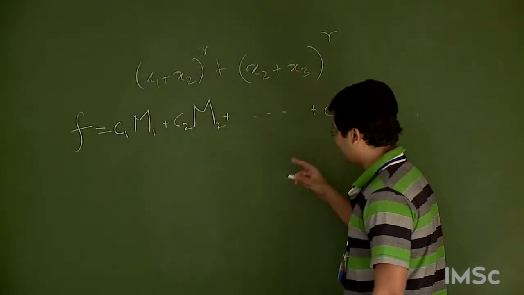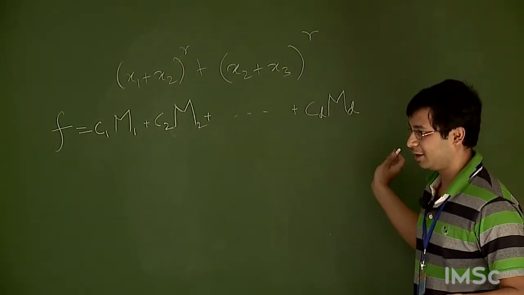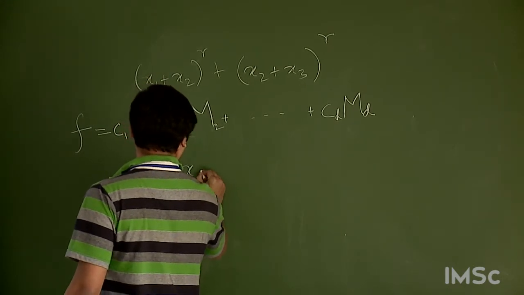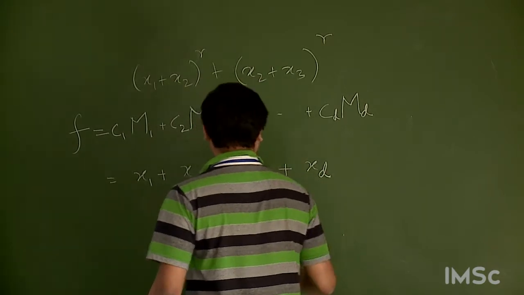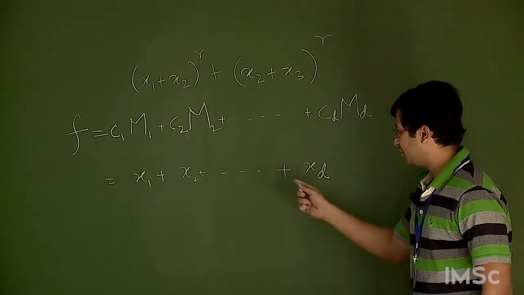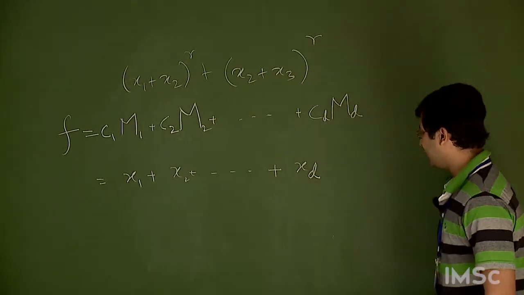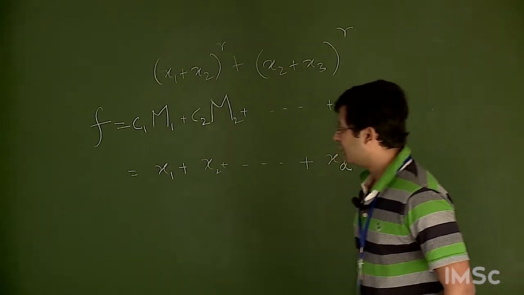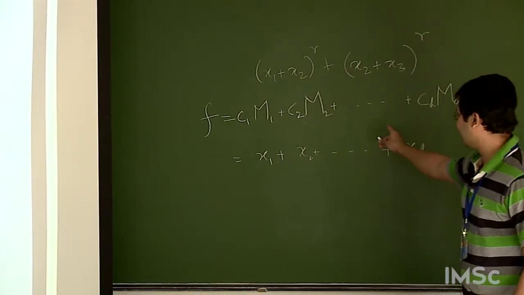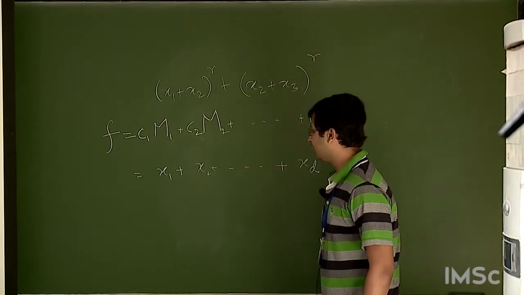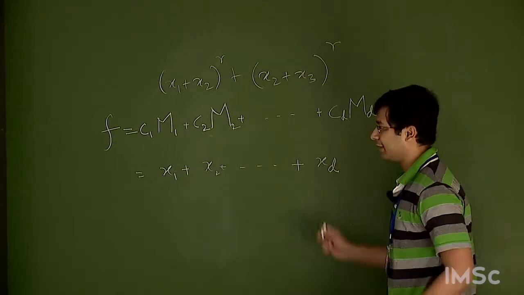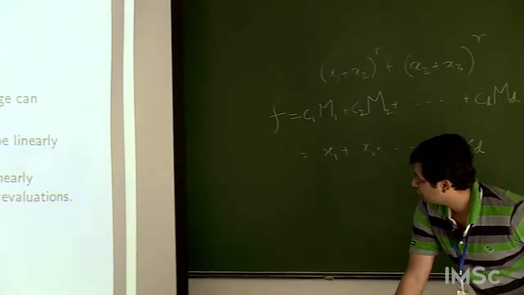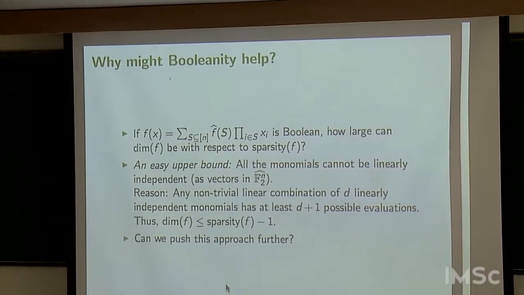Any such function evaluates to at least d plus 1 distinct values on the hypercube. The d plus 1 is attained when, let's say, it's the sum of the xi, when all the Ci's are the same. If d is even, then if I cycle over the inputs to x1 to xd, f takes all the even integers between minus d and plus d. So there are d plus 1 many possibilities. In general, any such polynomial which is a linear combination of linearly independent monomials, unless d is equal to 1, cannot be a Boolean function. So at least the dimension is upper bounded by sparsity minus 1. It cannot be all the way up to sparsity.